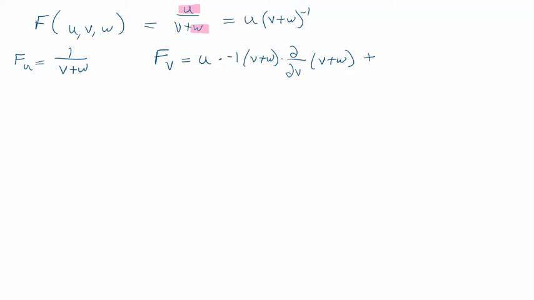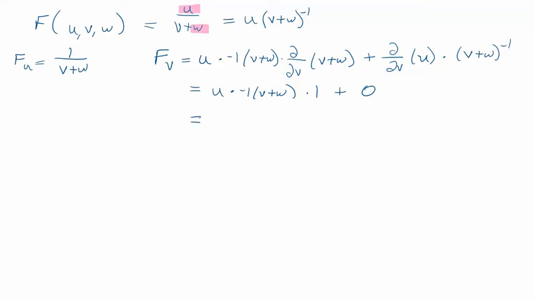Plus the derivative with respect to v of u times v plus w to the negative 1. Okay, so let's see what we get here. We're going to get u times negative 1 times v plus w times 1 plus 0, and then all this. The derivative, this is constant. U is constant, so that's 0, so that doesn't matter.